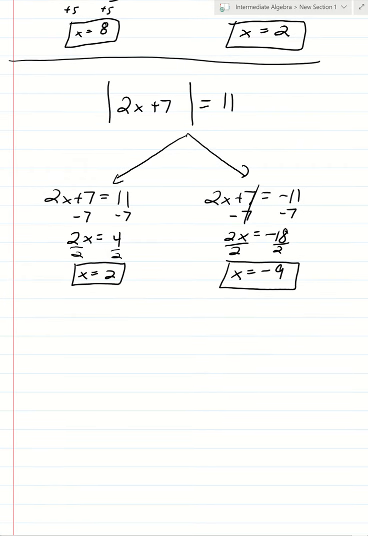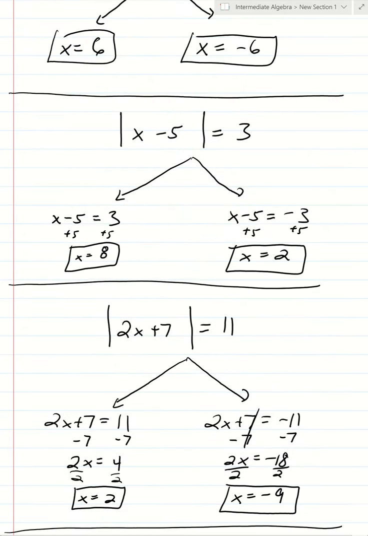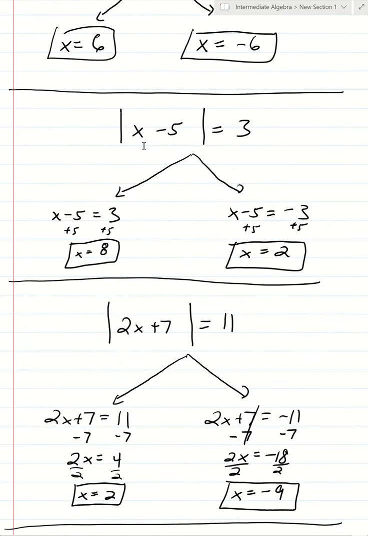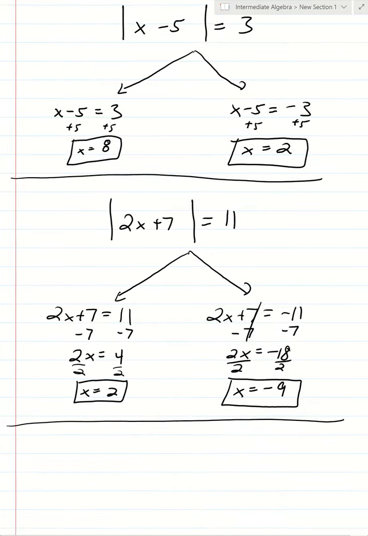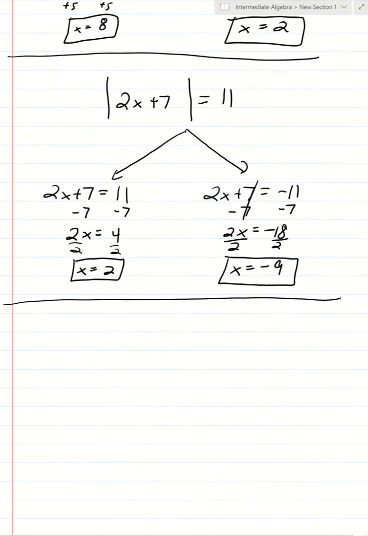Let's try a slightly different one. In the first couple of examples that we did, the absolute value is already by itself on the left side. The absolute value of x minus 5. The absolute value of 2x plus 7. That absolute value is isolated. But let's say we have something like this. The absolute value of maybe x minus 6 plus 8 equals the number 10.